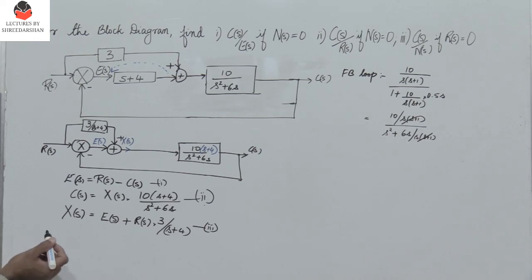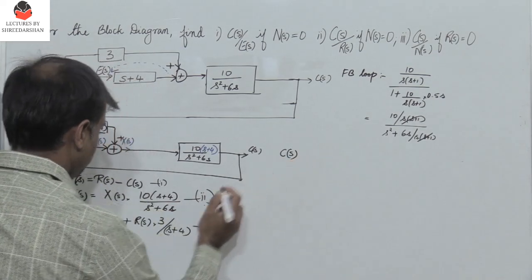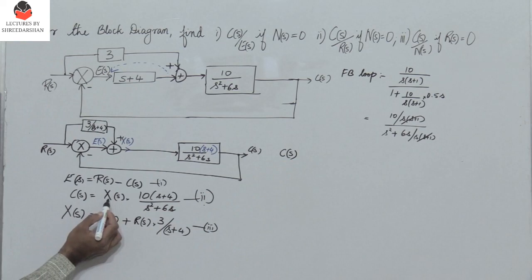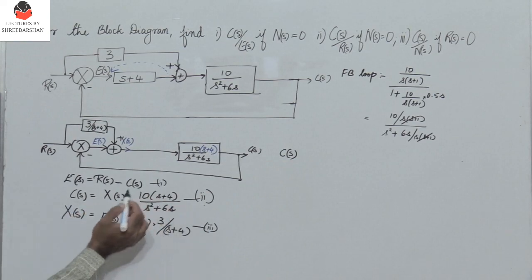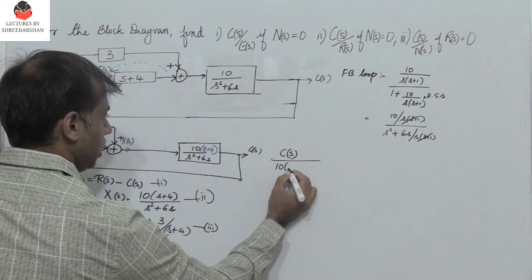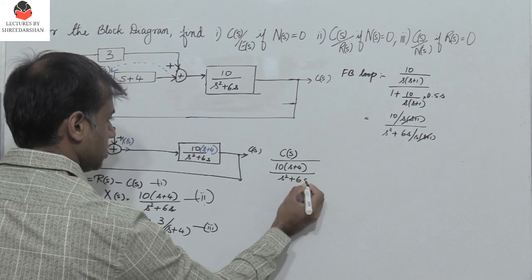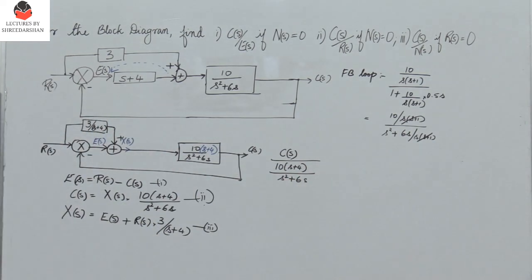So we observe that X(s) is C(s) divided by this expression. So X(s) is C(s), so this is X(s). X(s) is C(s) divided by 10(s+4) divided by s²+6s. So this is what I get. I have removed X(s) and written X(s) in terms of C(s).